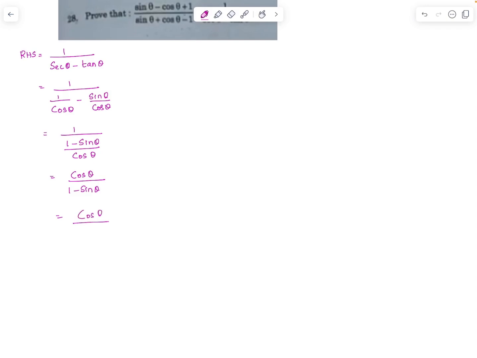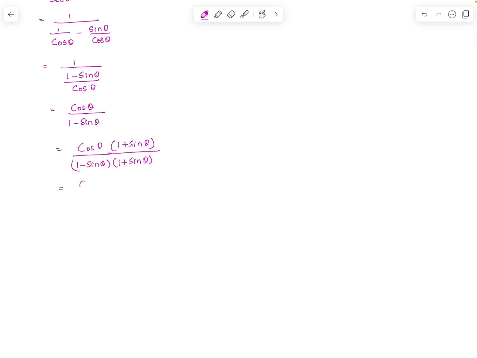Now introducing the conjugate for 1 minus sin theta, that is 1 plus sin theta. In the numerator also, I bring in this 1 plus sin theta. So this gives us cos theta into (1 plus sin theta) by 1 minus sin square theta. Now we use the identity sin square theta plus cos square theta is equal to 1. 1 minus sin square theta is cos square theta.